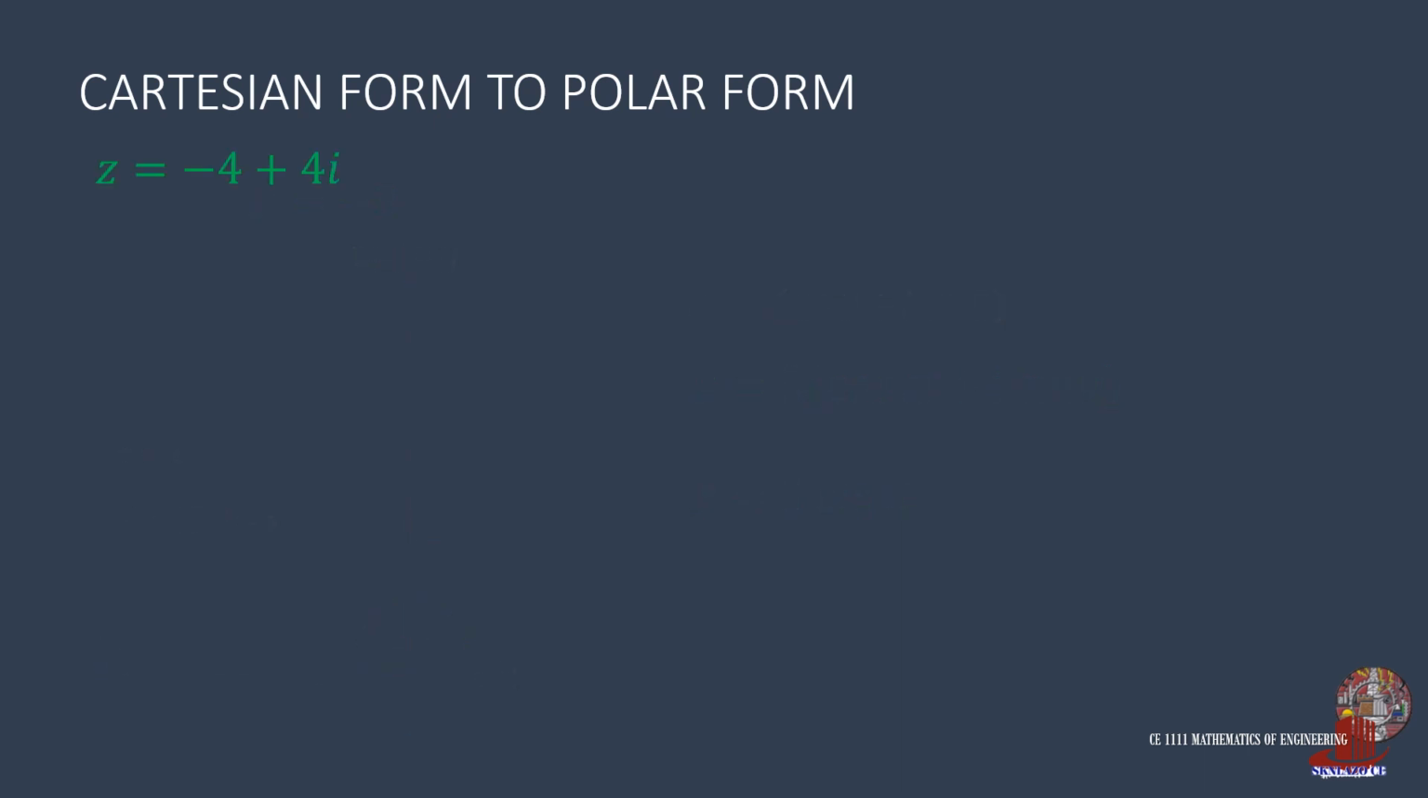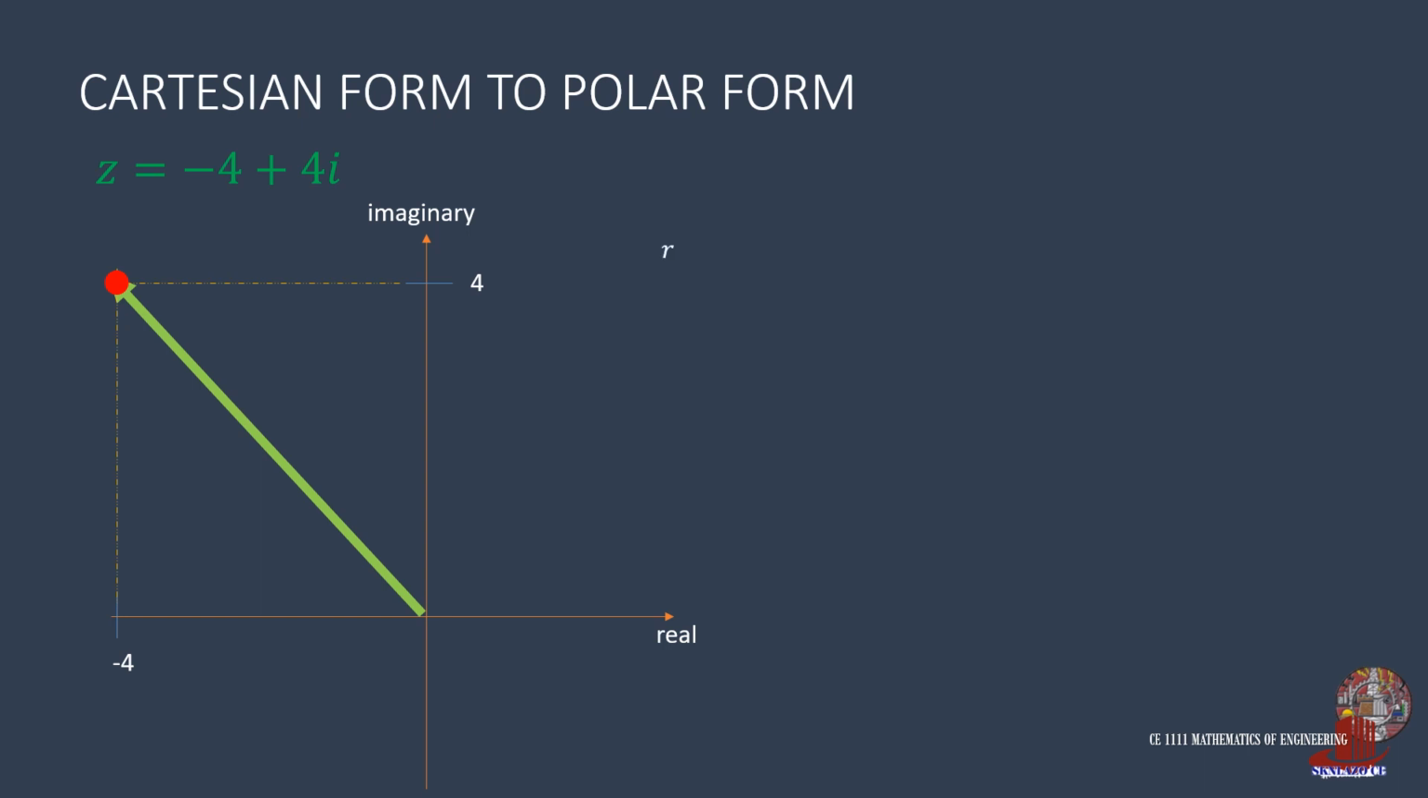With z as -4 plus 4i, we can draw the coordinates at x of -4 and y at +4. So the vector is on the second quadrant. Its length is then computed as the root of the coordinates, -4 squared plus 4 squared. That would be the root of 16 plus 16, which is 32. r is then 4 root of 2.